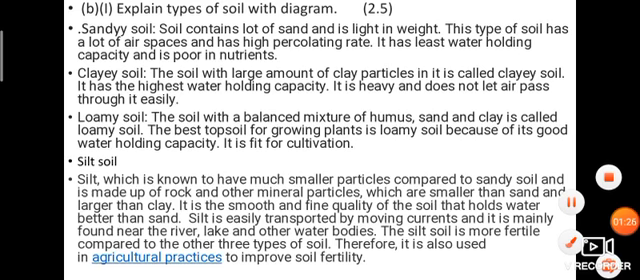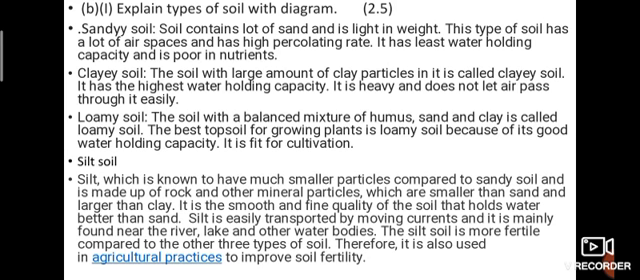Next one, clayey soil. The soil with a large amount of clay particles in it is called clayey soil. It has the highest water holding capacity. It is heavy and does not let air pass through it easily because the soil particles are arranged closely. It's closely packed, so the air is not easily passed.